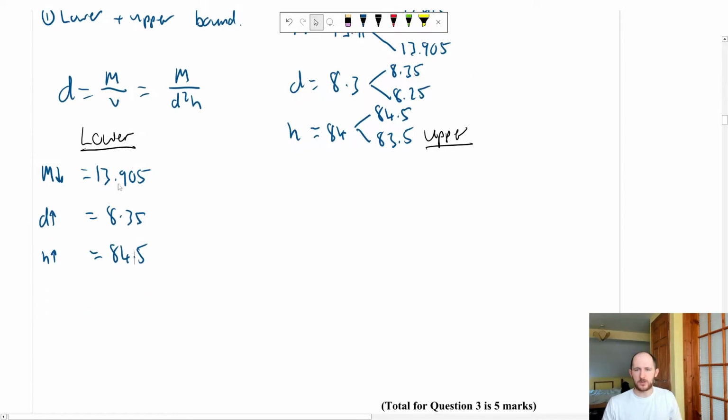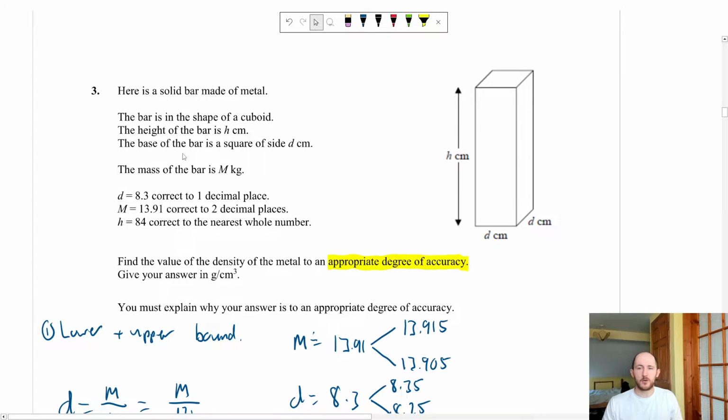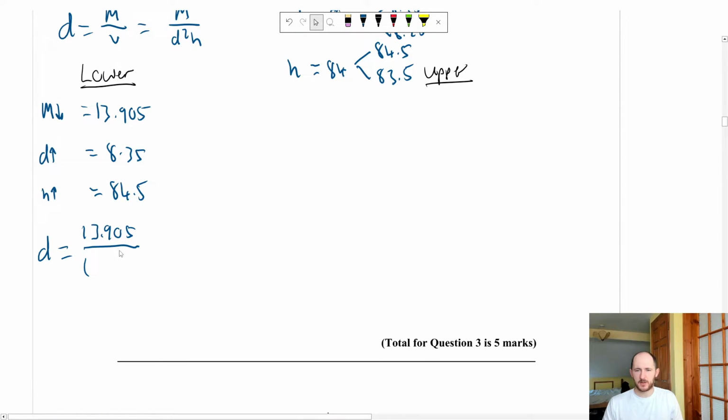So now if we want to do our density, we have 13.905 over, there's actually something I didn't check. They've already given it in centimeters and kilograms. That's okay. But if you notice, it's in grams per centimeter cubed, which means I'm actually going to have to change this because this is in kilograms. I need to times that by 1,000. So instead of that, I'm literally just going to get rid of the decimal point.